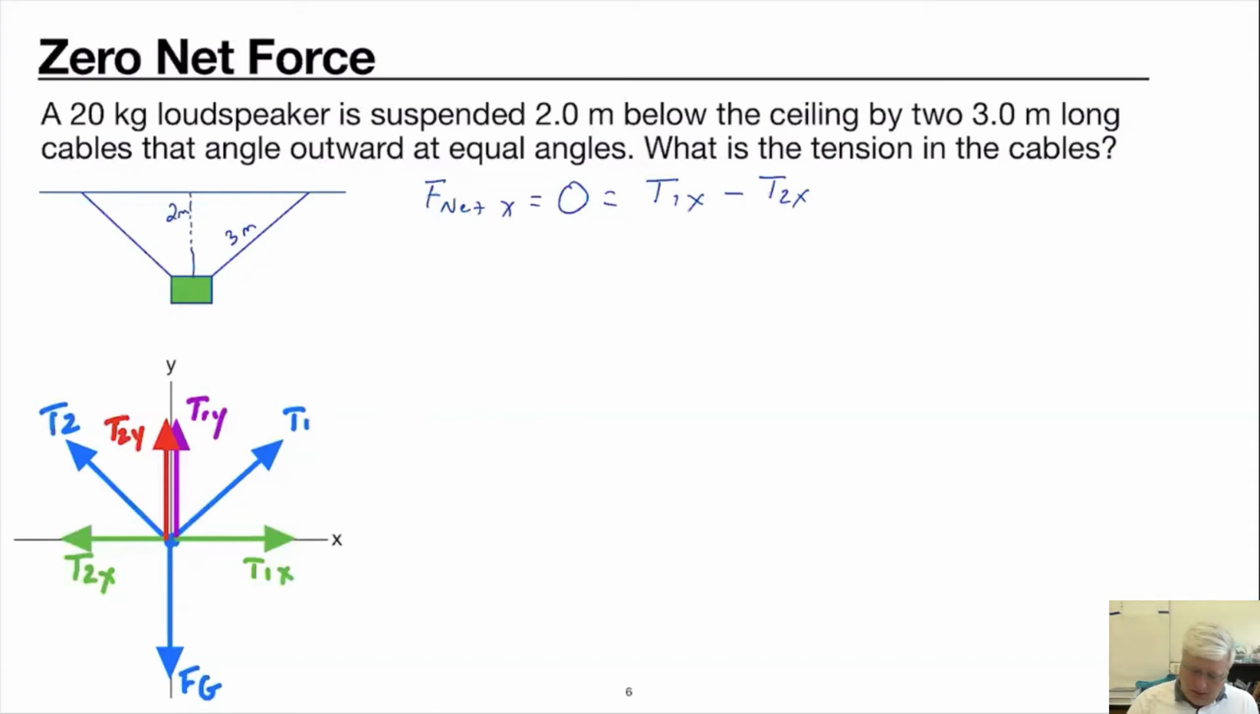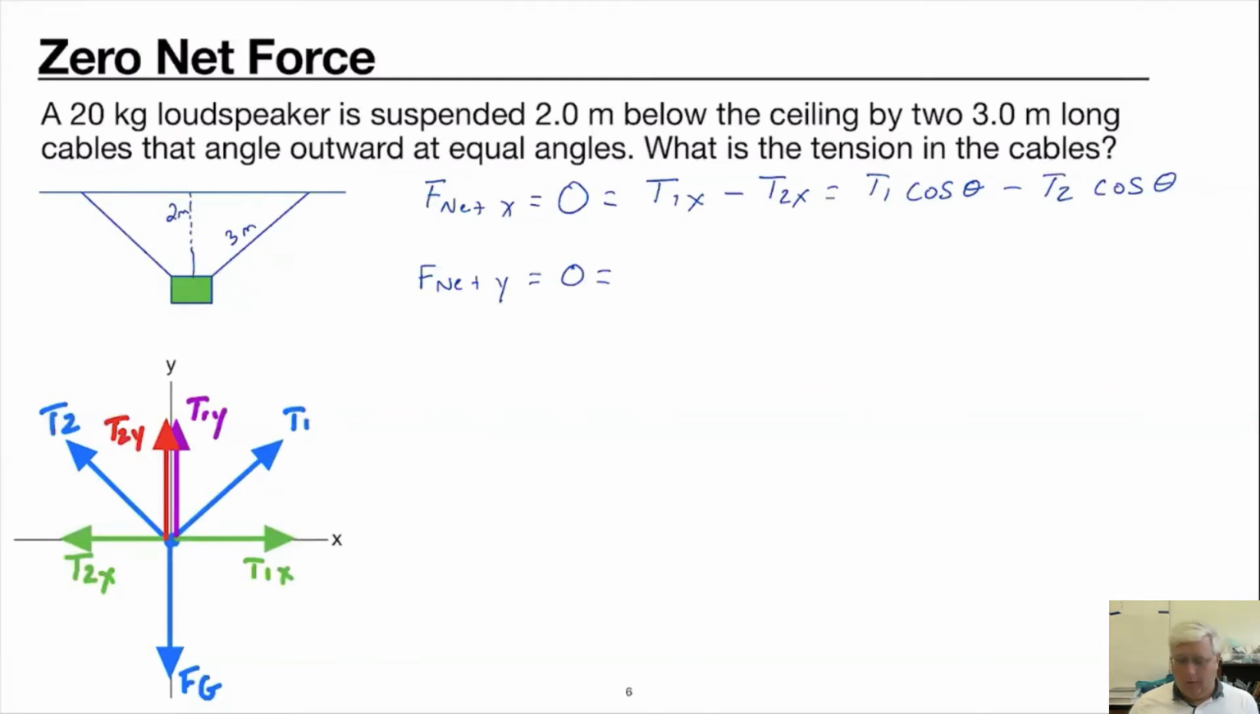And if we wanted to go ahead and put it in right now, what would that actually be, breaking it into its components? Well, T1x would be T1 cosine theta, and T2x would be T2 cosine theta. Okay, now what about the net force, the y component of the net force?